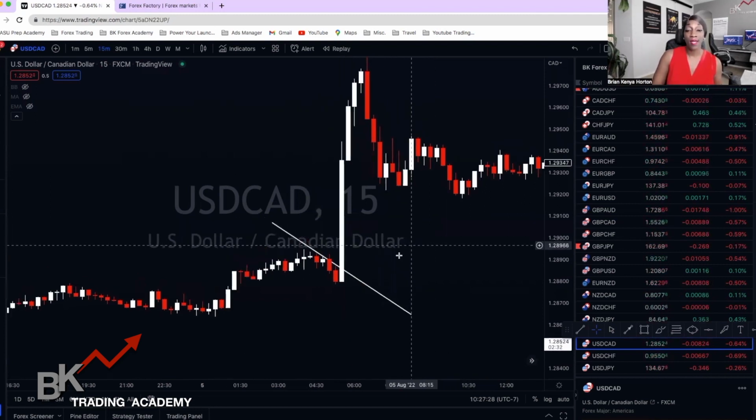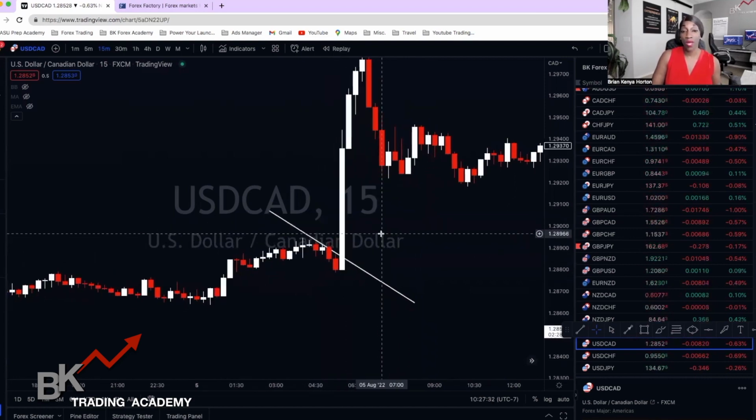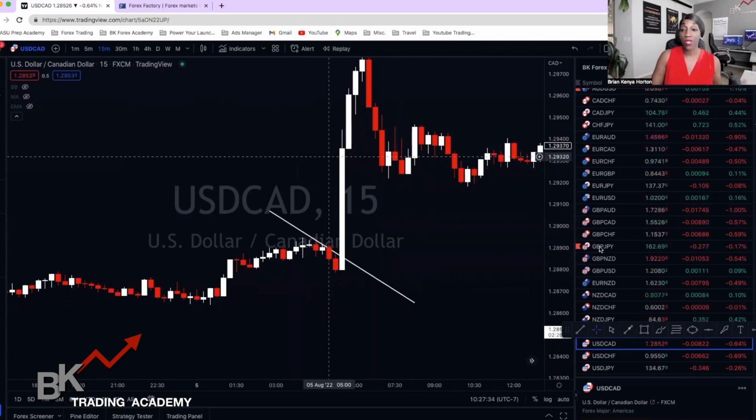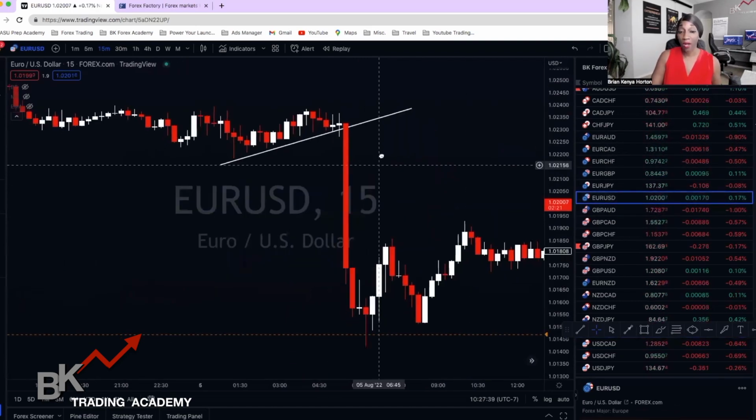So as you can see here, you can trade the breakout, or there's another approach you can take as well, which is to trade the reversal. So let's go back to Euro USD, and you'll see here that the price did break out on this 15-minute.